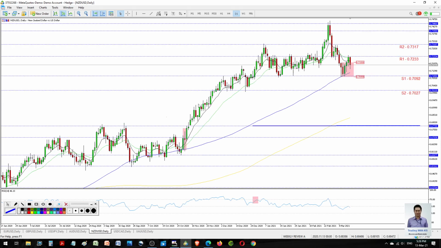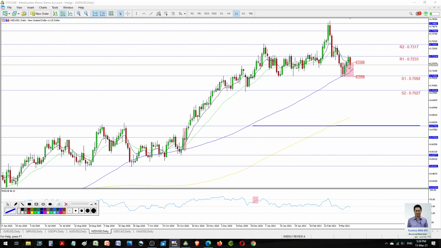In NZD USD, a similar thing to AUD USD, except the price actually broke down below the consolidation. So this could be a false break.